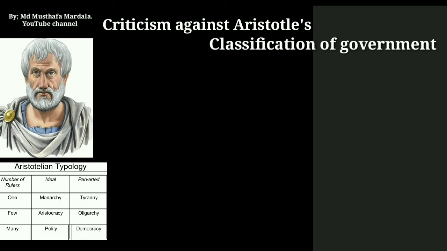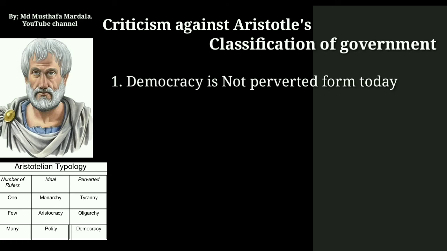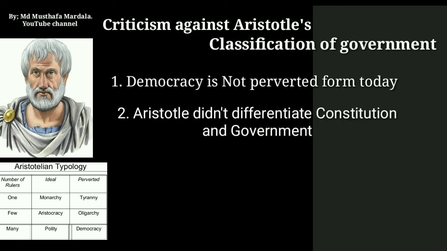Now let us discuss the criticism against Aristotle's classification of state. Critics say his view of democracy as a perverted form of government is not valid today, because today democracy is regarded as the best form of government and a successful successor of the monarchy. But Aristotle failed to predict these things. According to others, Aristotle failed to make a distinction between the constitution and the government. Today, the constitution is a provision, either written or unwritten, that should be followed by the government in its administration. In other words, the constitution is only a framework within which the government works.